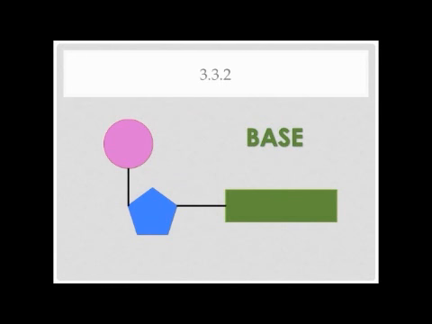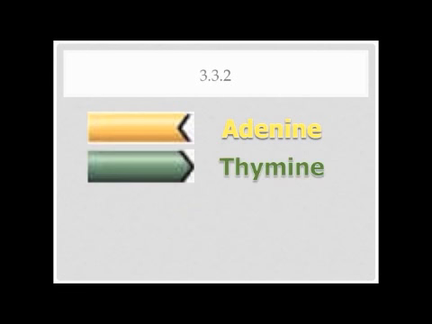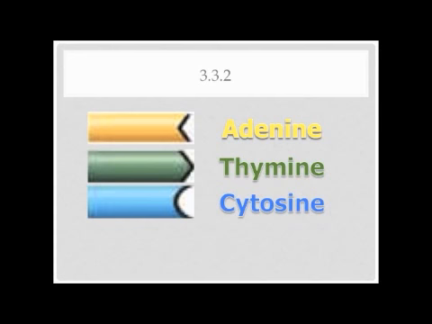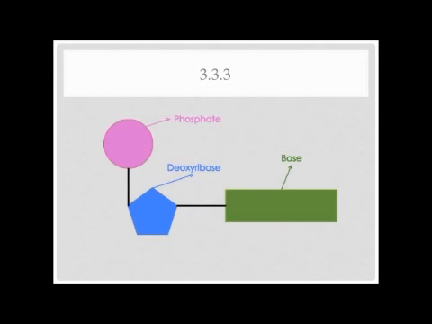Remember our base? Well, there are 4 kinds of bases: adenine, thymine, cytosine, and guanine. Here is our nucleotide. As you can see, the base is linked to the deoxyribose and the deoxyribose is linked to the phosphate. But with what? They are all linked to each other with covalent bonds.